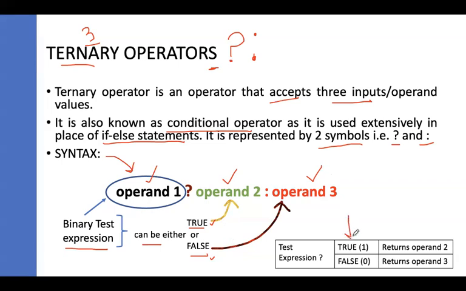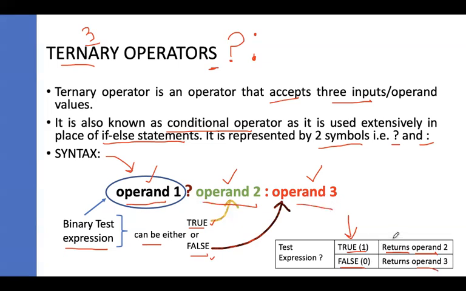Now look at this table very carefully. It says that if the very first operand, the expression you write over here, returns a true value, the ternary operator is going to return the second operand. It means it returns whatever you have written over here. If you have written a printf statement, it is going to execute the printf statement. If you have written some variable, it is going to return that variable value. Similarly, if the expression is false, it is going to return the third operand.